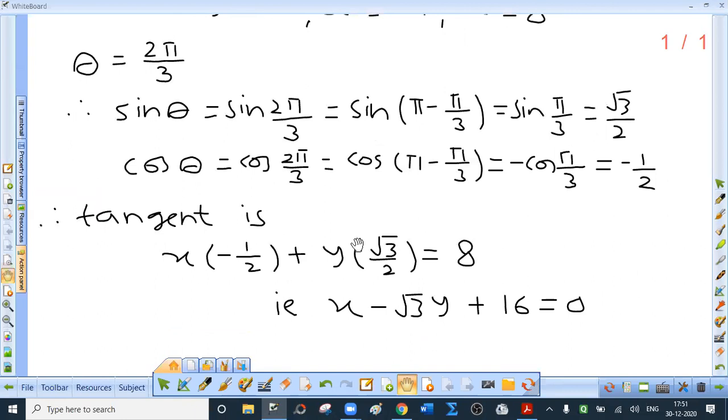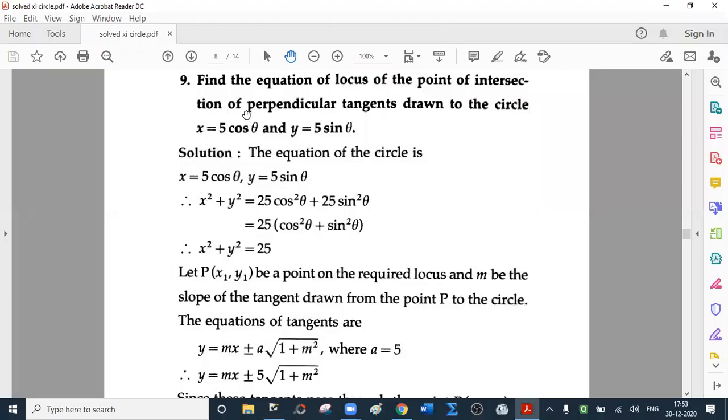Substitute the values. So what is the equation of tangent? x times (−1/2) + y times (root 3/2) = 8. Multiply by −2 to get x − root 3 y + 16 = 0. We'll just discuss this. Ninth one.